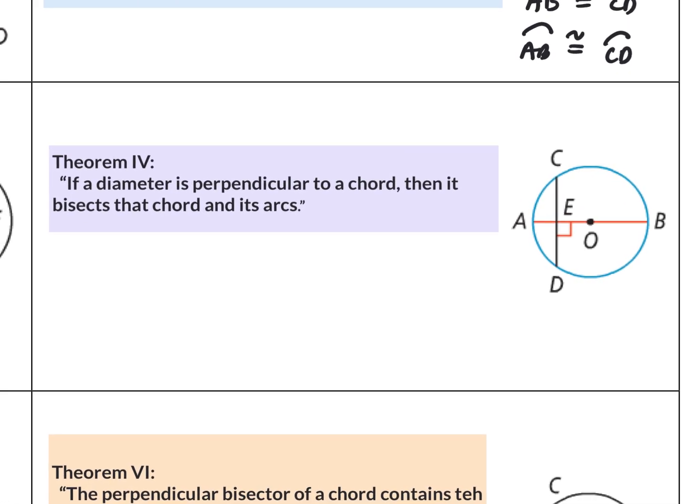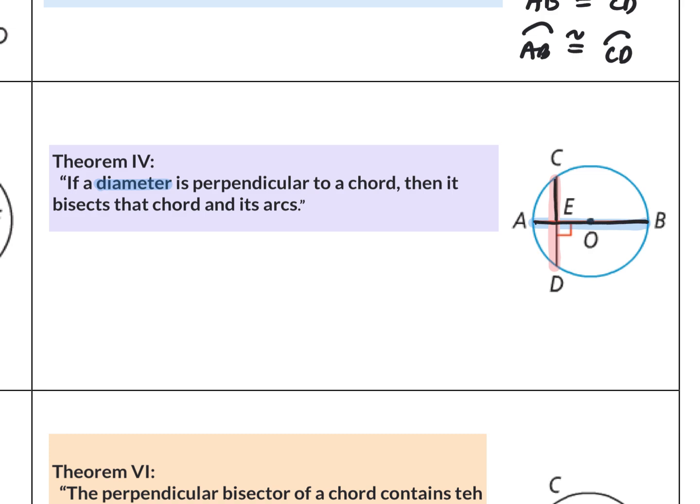Theorem number 4 talks about how if a diameter is perpendicular to a chord, then it bisects that chord and its arc. It's really self-explanatory because the main subject here is the diameter. If the diameter is perpendicular to any chord, in this case the chord CD, then our conclusion is that it bisects the chord. Look at the C, it is bisecting that chord.